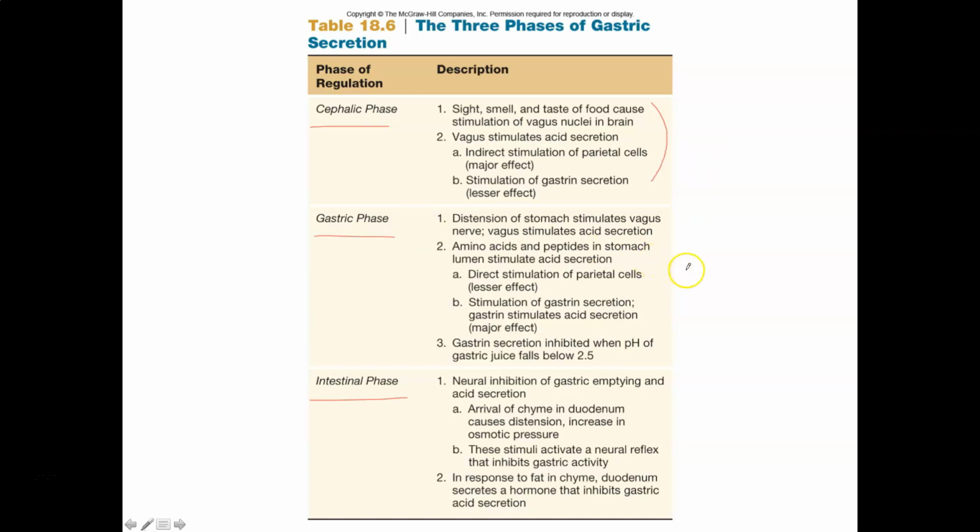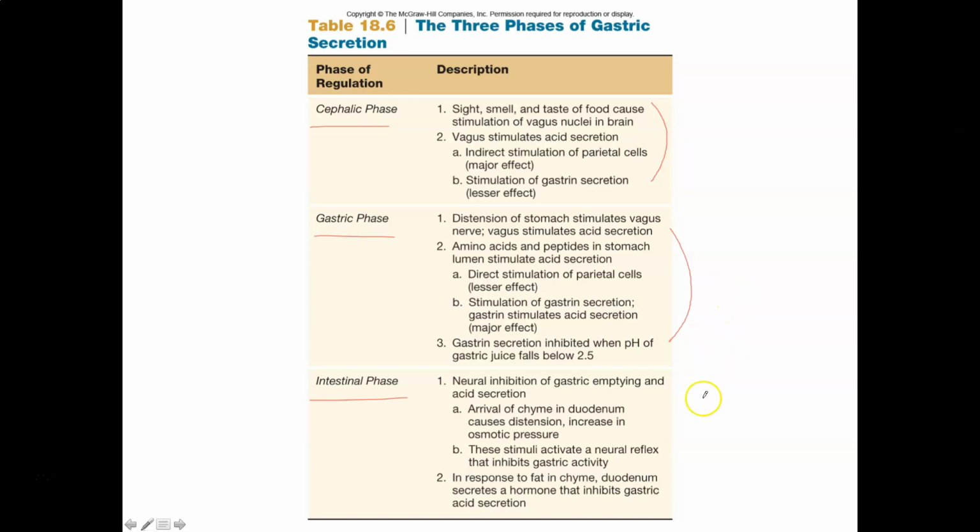In the gastric phase, we are processing material that enters the stomach. We are making more acids. We are using hormones. We are protecting the stomach. We are doing the things that we need to so that we can make the chyme within the stomach.